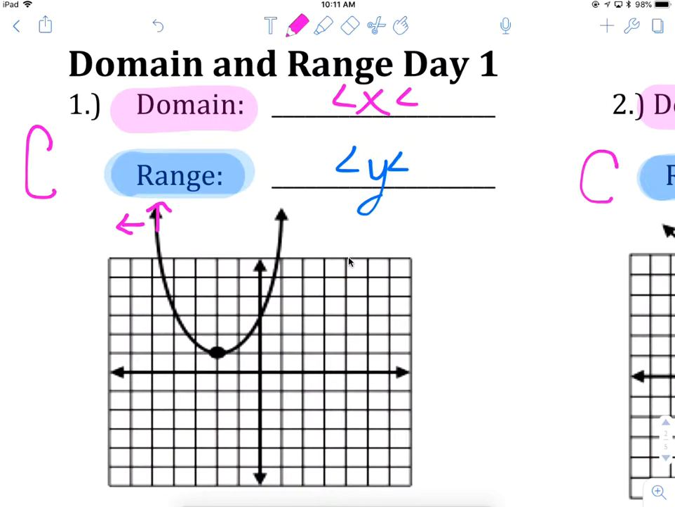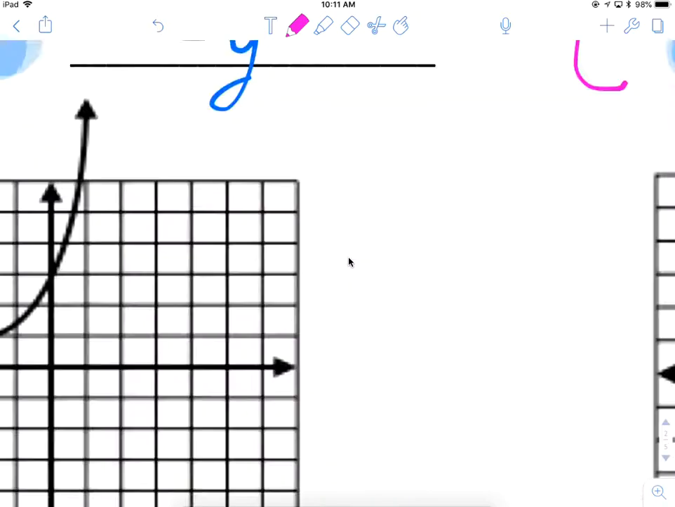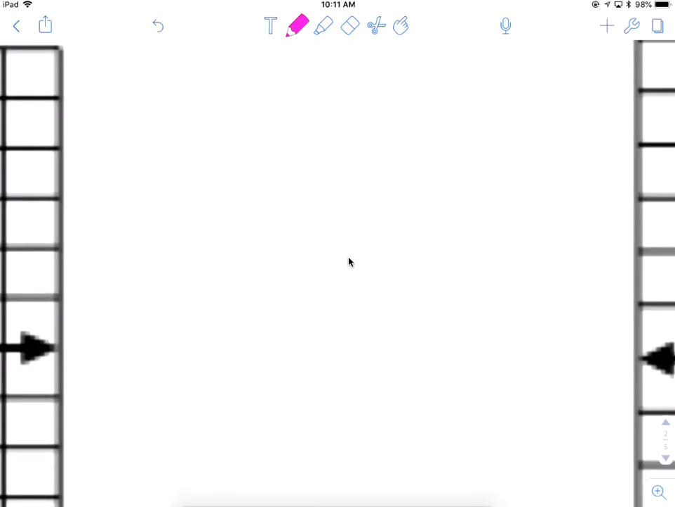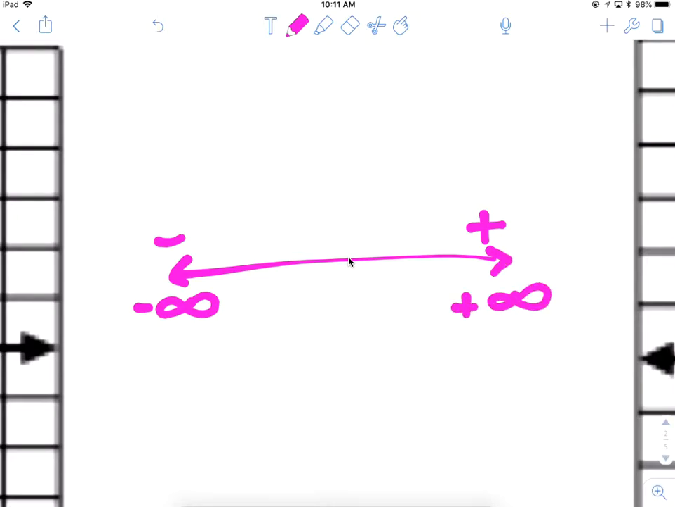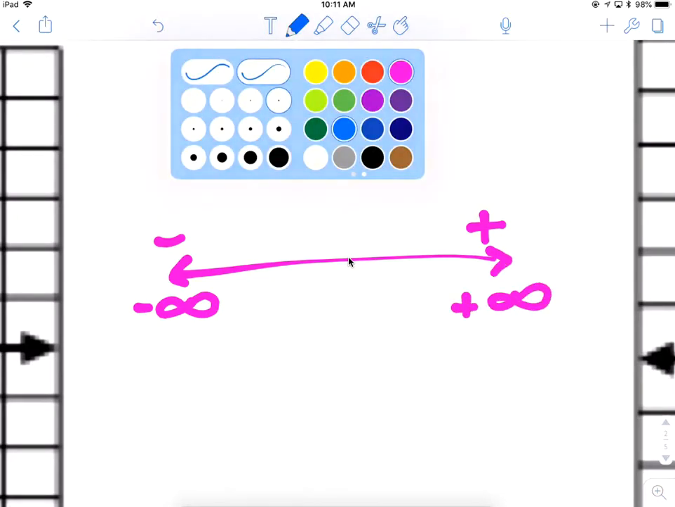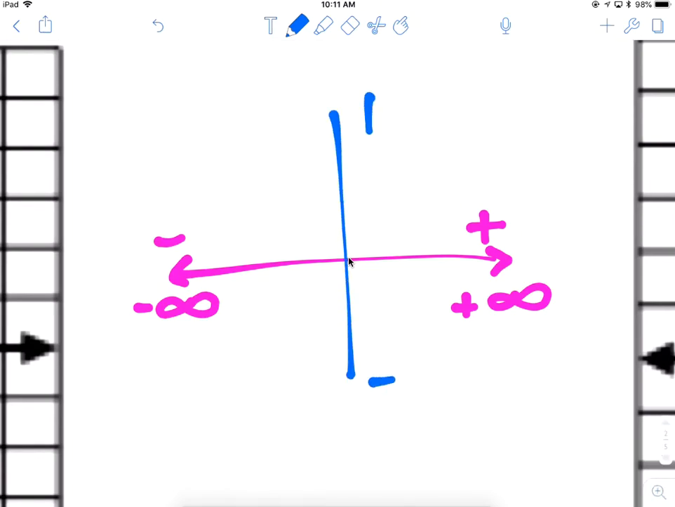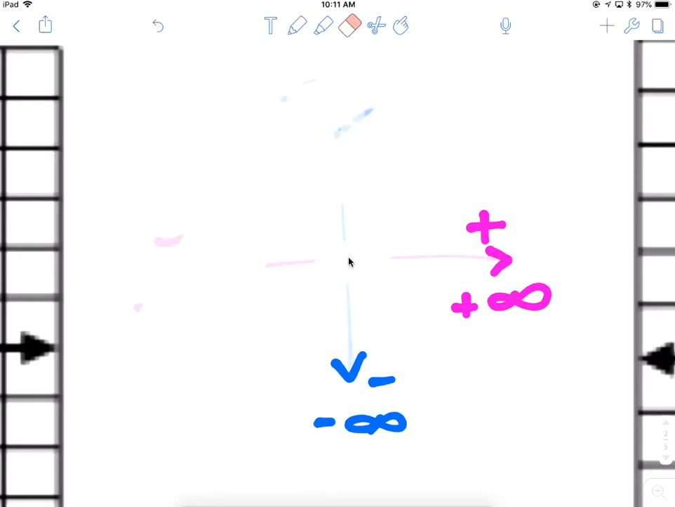Whenever you have an arrow, we're going to use an infinity sign. So think about your axes. Let me zoom in real quick. Think about your axes. Remember, you have positives and negatives. So those are going to follow the same way. Negative infinity goes left, positive infinity goes to the right. Same thing with the y-axis. You have negatives and positives. So positive infinity goes up, negative infinity goes down. Okay? So if you're ever curious about where I'm getting those from, it's following the direction of the numbers on the graph.